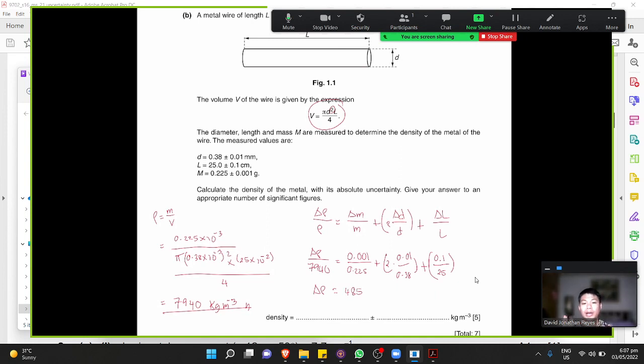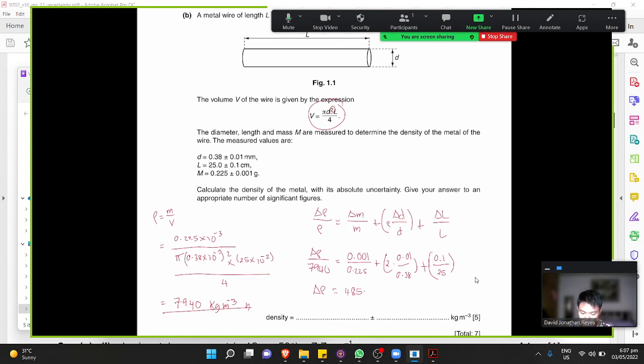Now, take note that when you're trying to write down your full answer for magnitudes together with absolute uncertainties, there's a certain rule that we follow. For the absolute uncertainty, it should just be one significant figure, and the number of decimal places in your absolute uncertainty should be the same as for your value for the density. So in this case, we have 7940 for density and 485 for your absolute uncertainty. Remember, you need to have only one significant figure.